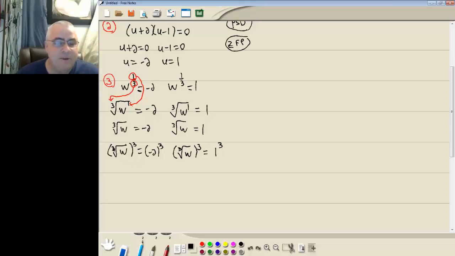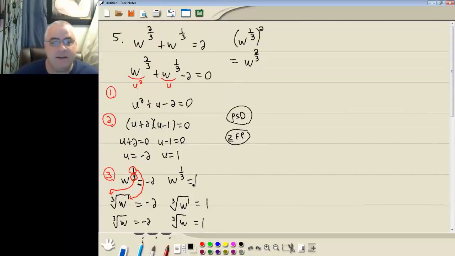Okay. When your index matches the power you're raising it to, then they cancel each other away, so that gives us w equals negative 2 to the third, which is negative 8. In here, again, those cancel. We get w, and 1 to the third is 1. Let's check negative 8.